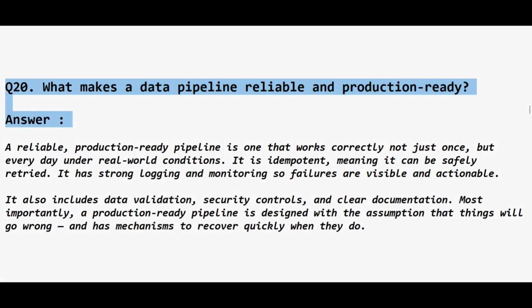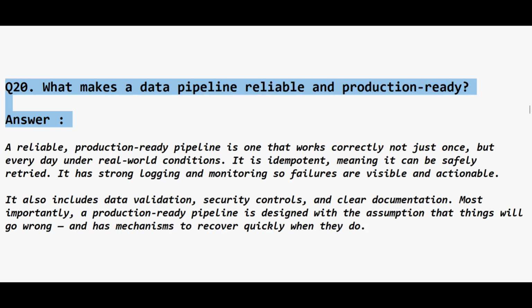Question 20. What makes a data pipeline reliable and production-ready? Answer. A reliable, production-ready pipeline is one that works correctly not just once, but every day under real-world conditions. It is idempotent, meaning it can be safely retried. It has strong logging and monitoring so failures are visible and actionable.